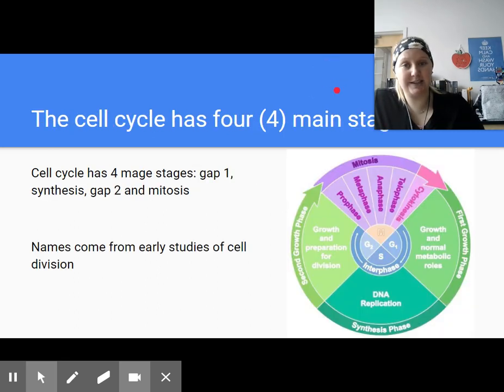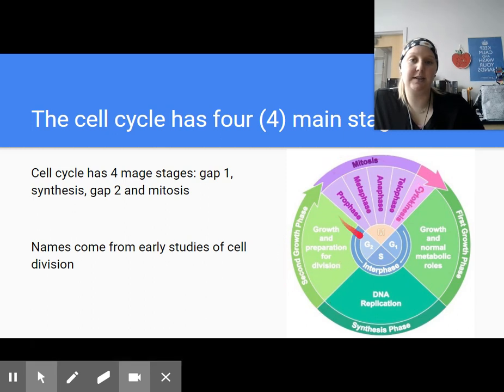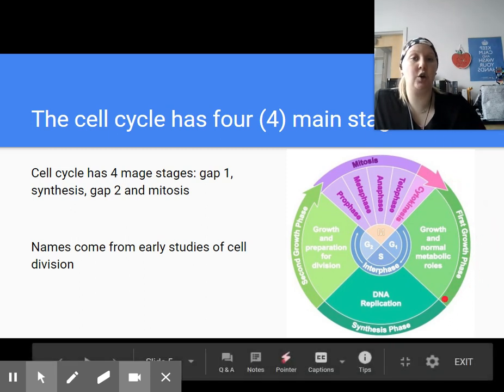And there are four main stages to the cell cycle. Gap 1, right here, which is also called G1, synthesis, which is also called S, Gap 2, which is called G2, and then the mitosis phase, which is M, and that involves both mitosis and cytokinesis. The names are given from early studies of cell division and how the cell is actually operating at that point in time. What happened was they found that during what we call Gap 1, there was no real functions happening. Synthesis, the DNA was replicated. Gap 2, there was nothing really happening. And then cell division, mitosis.